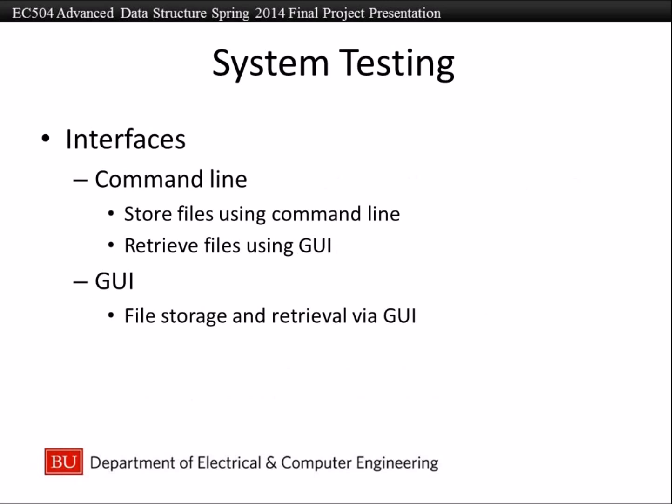In system testing, we use both interfaces, the command line and the GUI. For command line, we store files using the command line, while we retrieve files with the GUI because the retrieve file functionality is not implemented on the command line. For GUI, we use both file operations through the GUI.